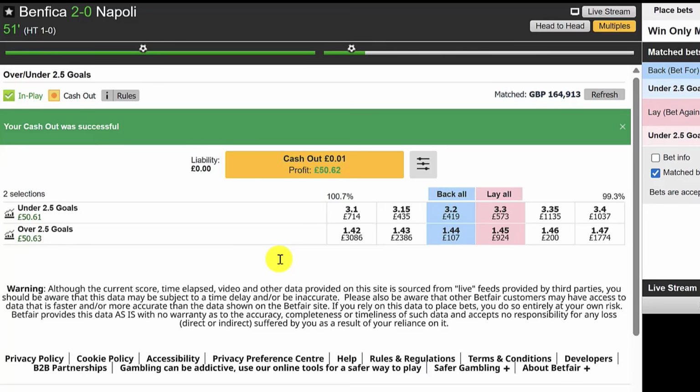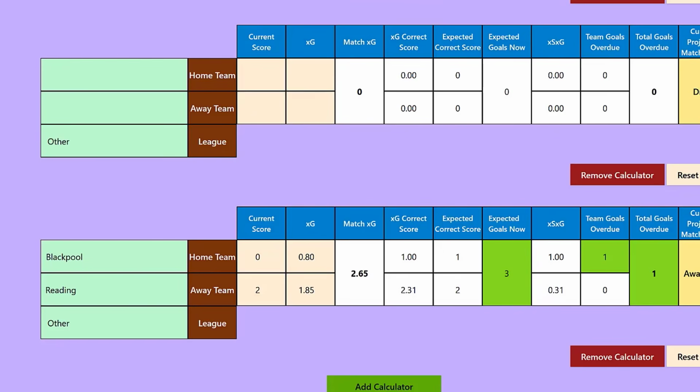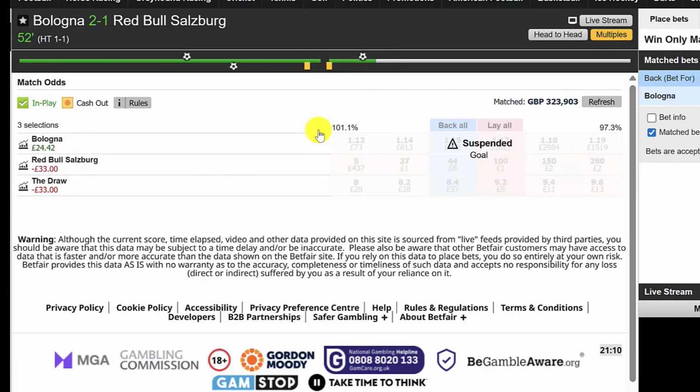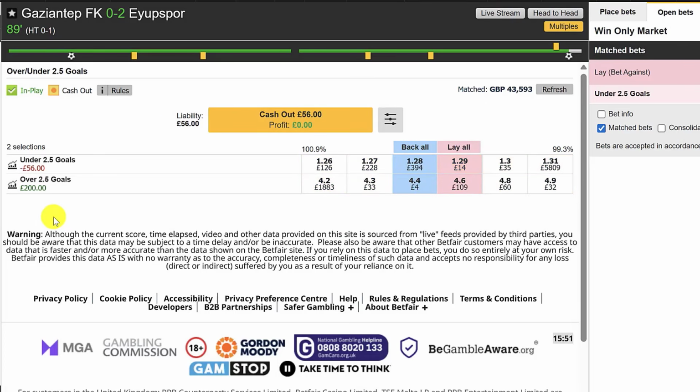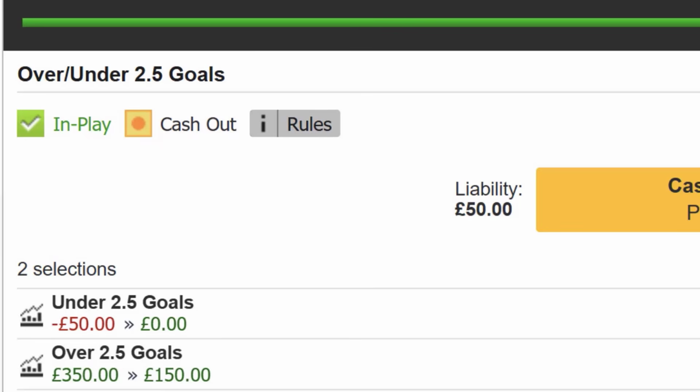In this extended video, we're going to break down football trading on the Betfair exchange using XG, and you're going to see how the professional football traders actually use expected goals in play, not as a post-match stat. This video is going to have the full playbook explained.